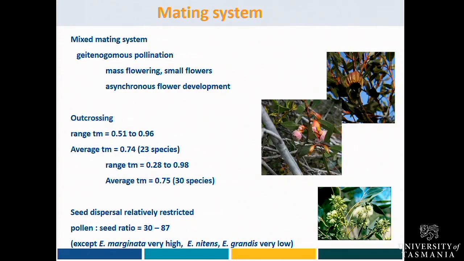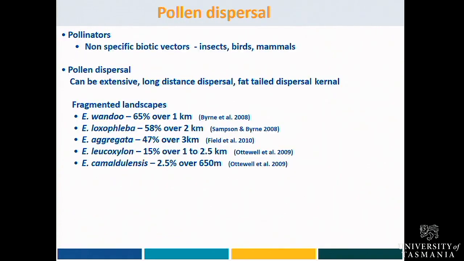Seed dispersal is generally pretty restricted, and pollen to seed ratios where they've been calculated are usually pretty high, so most of the gene flow is occurring through pollen dispersal. Studies have also looked at pollen dispersal, particularly with paternity assignment, with the greater power of microsatellite markers, and it can be really quite extensive, with long distance dispersal and a fat-tailed dispersal kernel. Prior to these kinds of studies, it was generally thought to be a leptokurtic distribution with a very thin dispersal kernel.